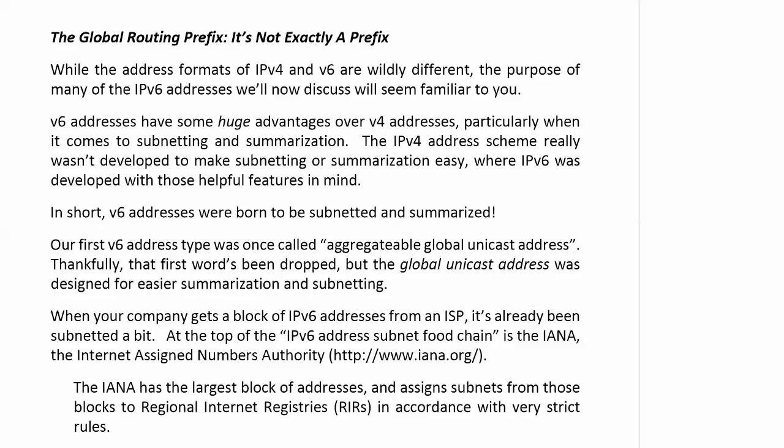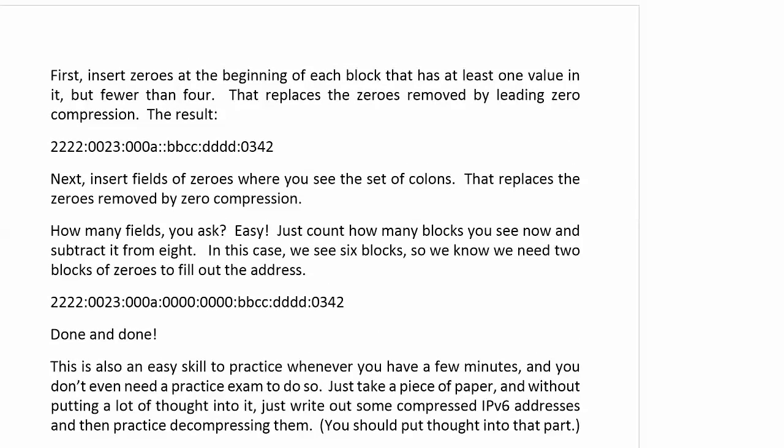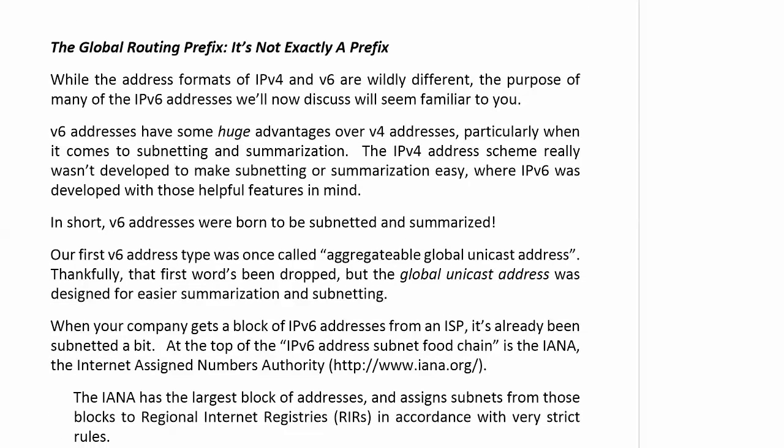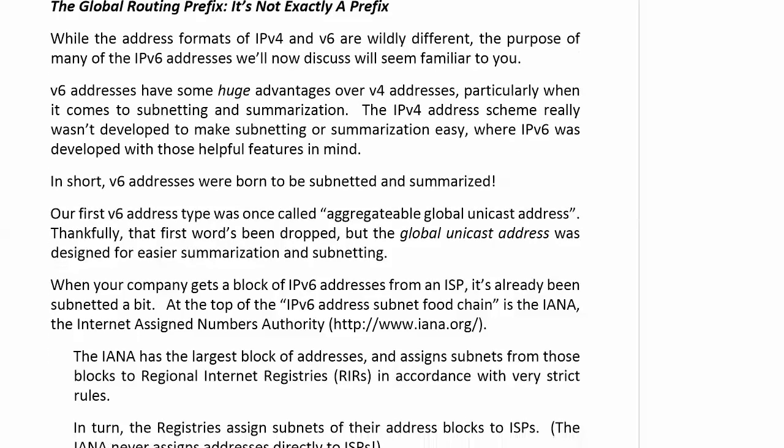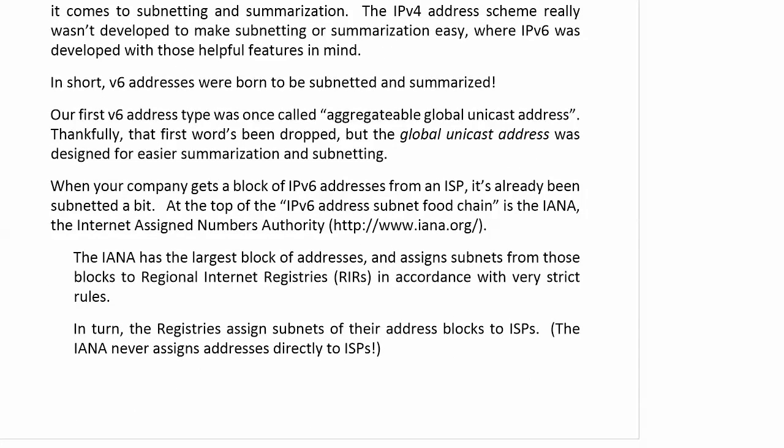The reason I mention that is that the original name of the first address we're looking at is the aggregatable global unicast address. If that's not an intimidating name, I don't know what is. Aggregation, by the way, is just a fancy way of saying summarization. We aggregate routes in BGP, and it really is just summarizing them. Now, that first word's really been pretty much dropped. You don't see this full term anymore. But the global unicast addresses that we're going to see in our labs, they were designed for easier summarization and subnetting.